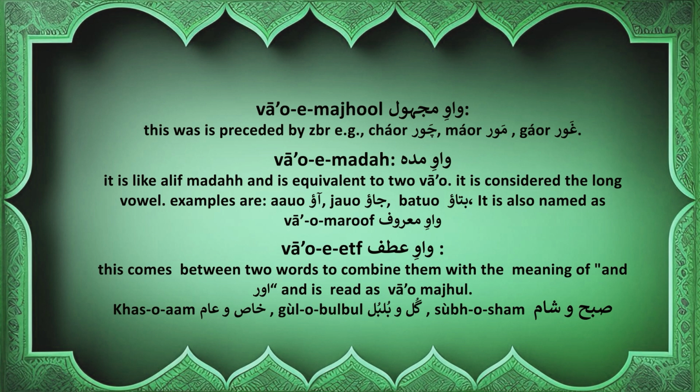Why so? Because here is vav atf, and this vav atf gives the meaning of or. So in words in which there is vav atf, we can read these words as or. But we use vav atf instead of or. I hope you have got this. So we'll move to another piece of information regarding this alphabet.